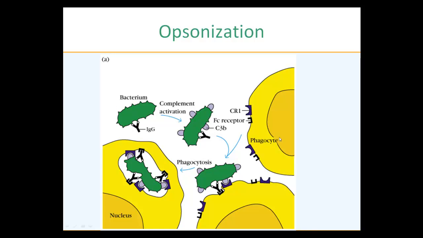In either case, the phagocytes now find it much more appealing to destroy the target and phagocytose and destroy the target. That's what we need to remember, and that's a process called opsonization.